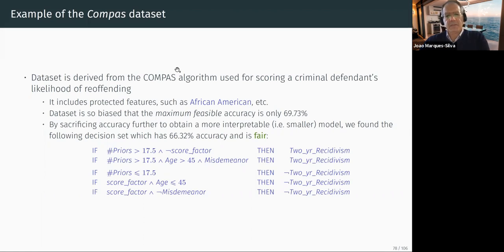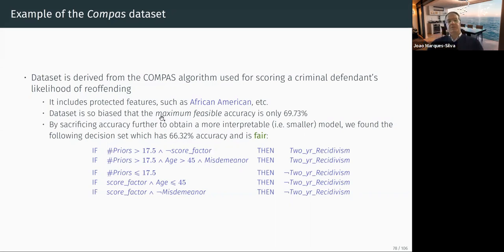And this data set has a lot of protected features. So one example is whether the criminal is African American, Asian, Hispanic, and so on. It is known that the data set has a lot of bias for obvious reasons, because this is what people have seen in prisons over the years. So even if you allow for bias, the maximum accuracy that you can get will be less than 70%.